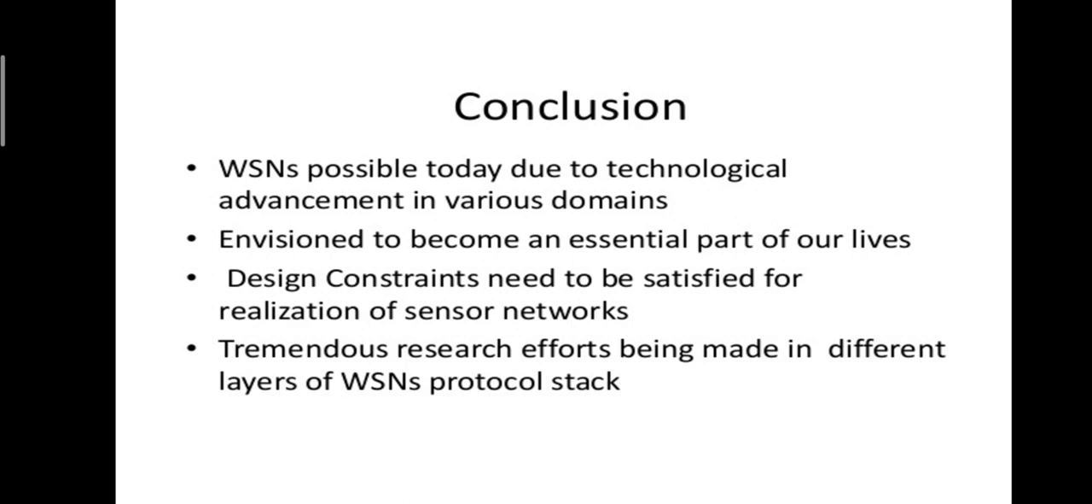Wireless sensor network just is used to monitor physical conditions and transfer the data through a network to a main location. It uses a battery for the power. It has its own advantages and disadvantages. It can be further modified with the improvement of technology. Tremendous research efforts are being made in different layers of WSN's protocol stack.